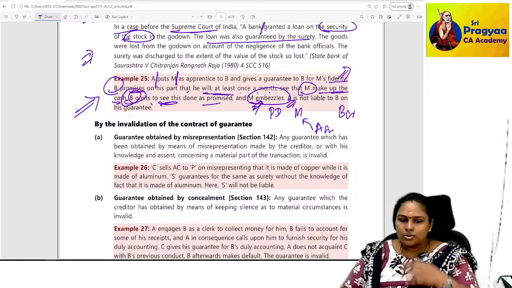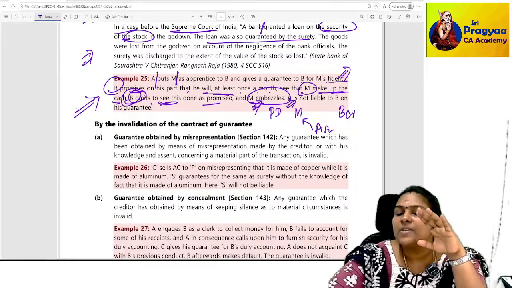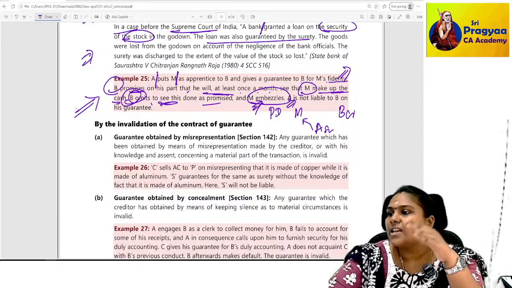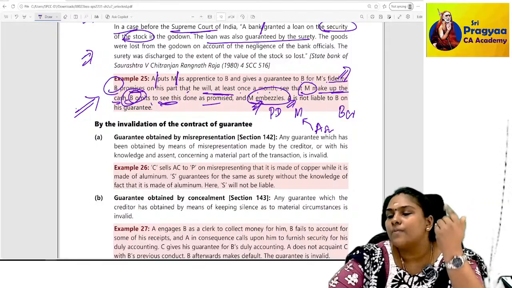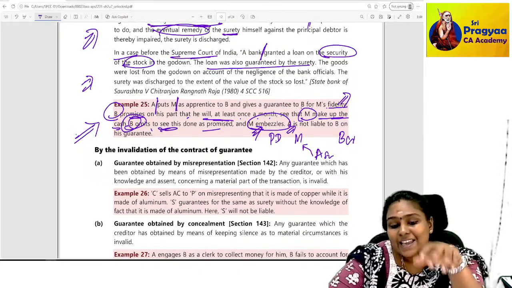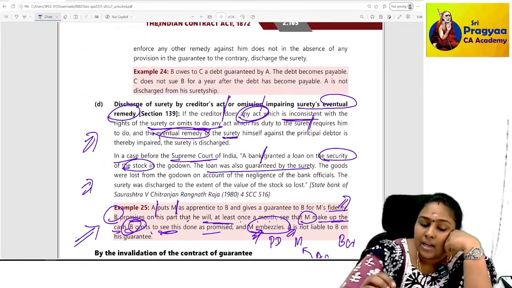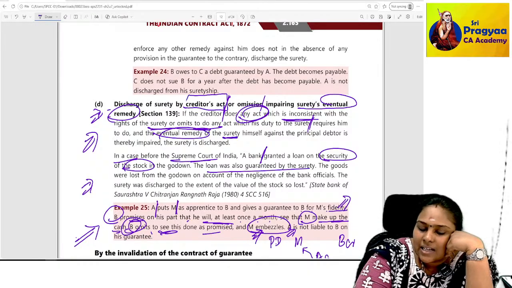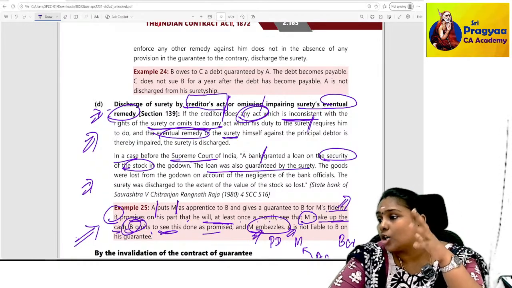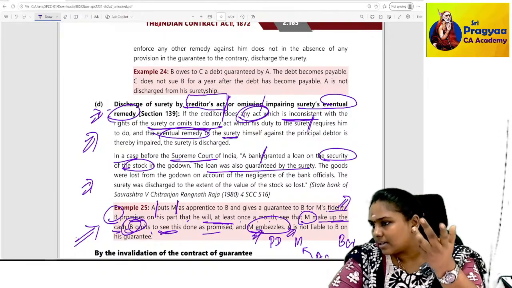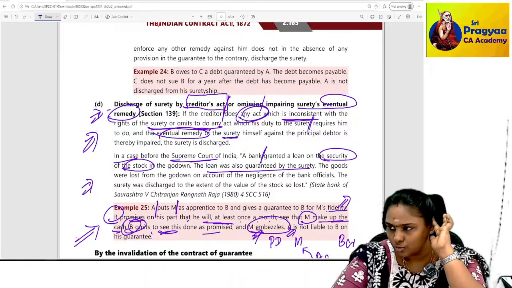Able to understand? Clear? So this is another example where whatever you are promising to do, you should do. If you are not doing it, if you are deviating from your promise, obviously the surety has to stand back. He will not continue his surety. If you ask why this example comes here, that is why they call this particular topic discharge of surety by creditor's act or omission. So what act did the creditor not do here? The checking activity, which he promised to do. Able to understand?